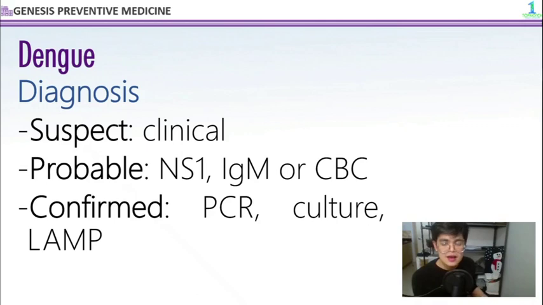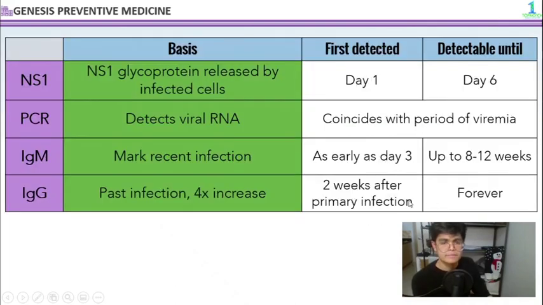And lastly, if there are suspect and probable cases of dengue, there's also the confirmed. So that's PCR confirmed, culture confirmed, LAMP. These are all methods of isolating the virus itself. So with virus isolation techniques, these are very high-tech tests.